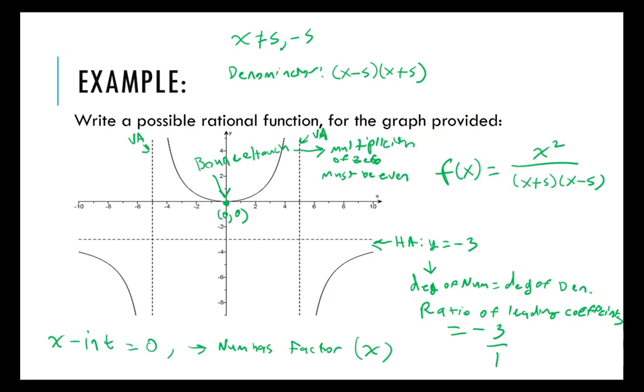Then the only thing left is the ratio of leading coefficients must be -3/1. Well, if that's the case, let's just write that, -3 over 1. And the truth is at this point, without simplification, I now have a function for the rational expression of the graph that we see.